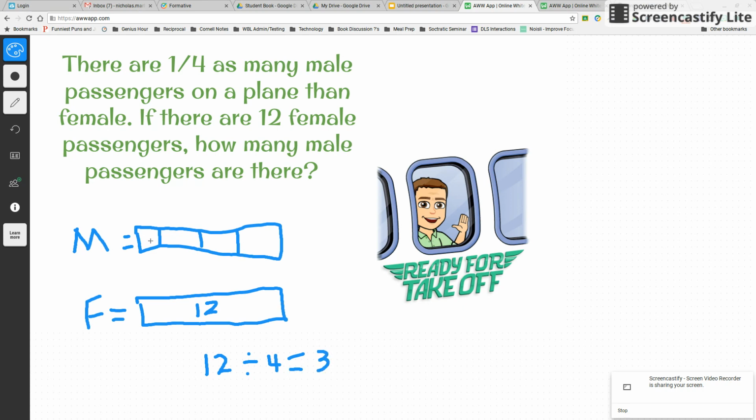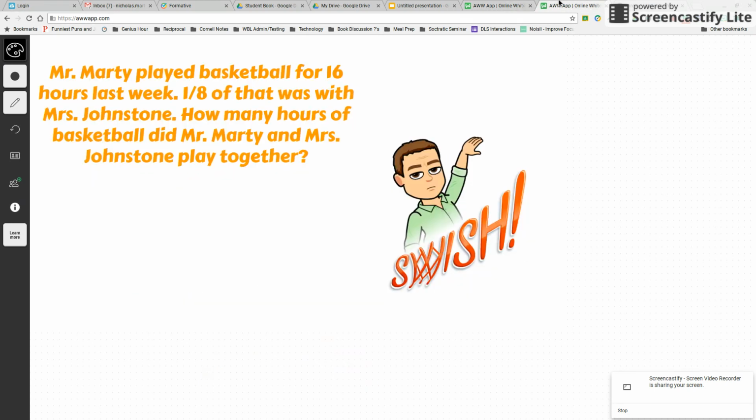And if I go up to my boxes and I fill 3 into each of them, I see that I would add up to 12. So what is one of those groups? It would be 3. So 1/4 of 12 is 3, which means if I have 1/4 as many male passengers as female, and I have 12 female, that means that I have 3 male passengers, and that's how I figure that out. I just have to work backwards. A lot of times when we see that fraction, we just have to divide the whole number by it.